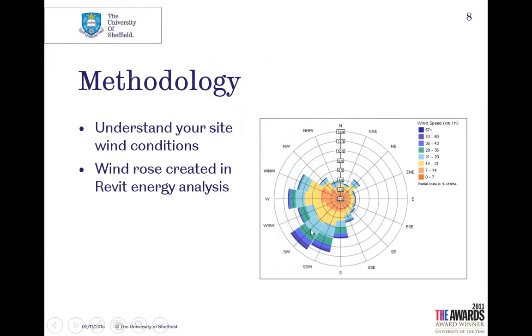If you look at this light blue, which is the 21 to 29, this is kilometres per hour. The Climate Consultant one uses metres per second. So in that band, you're getting that for quite a much larger percentage of the year. Okay. These combined metrics indicate where the wind is coming from.